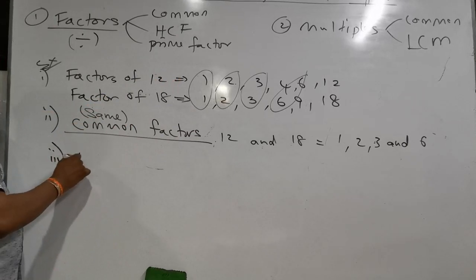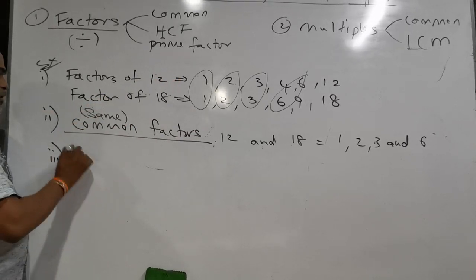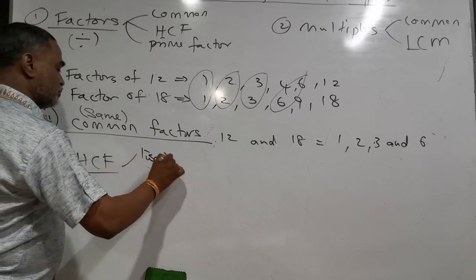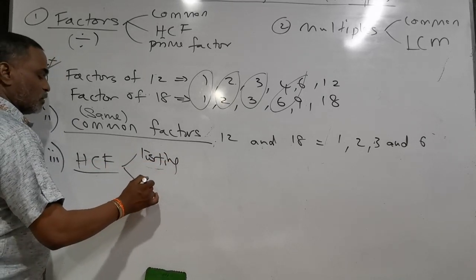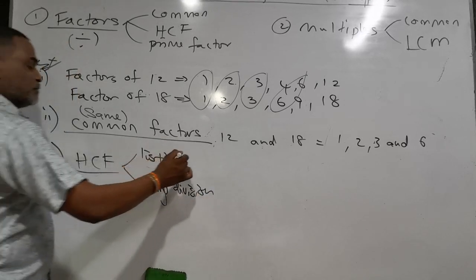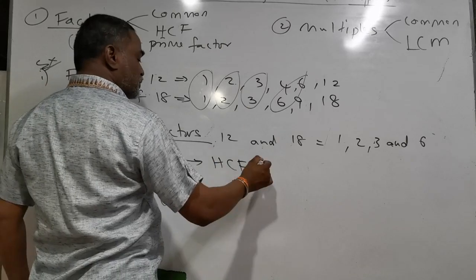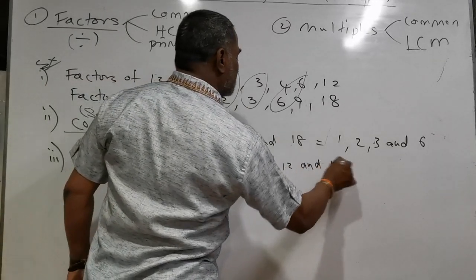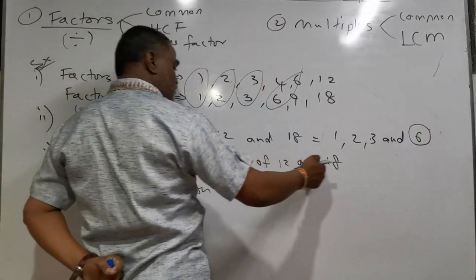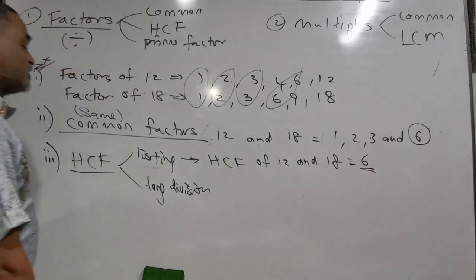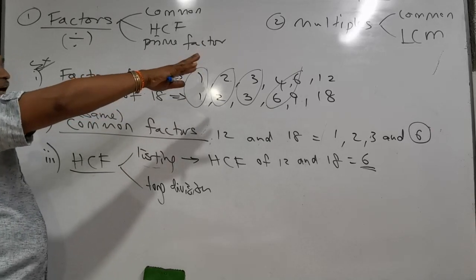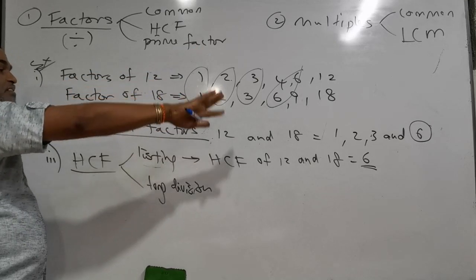Third is called highest common factor. There are two methods. Method 1 we call the listing method. Another method we call the algorithm method or long division. For example, with the listing method, for 12 and 18, among these numbers, which common factor is highest? The 6 is highest. So the highest common factor of 12 and 18 is 6. That's the answer. Listing means just list the factors of 12 and the factors of 18.